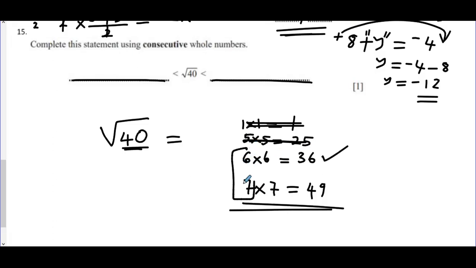six and seven. Why? Six times six is 36. Seven times seven is 49. And 40 should lie between them. You see? So the square root of 40 lies between six and seven. Why six? Because six times six is 36, which is closer to 40. Why seven? Because seven times seven is 49, and the number here should be 40. So the square root of 40 lies between 6 and 7. So the number which you're going to put here is 6, and the number which you're going to put there is 7. Okay? I hope that is clear.